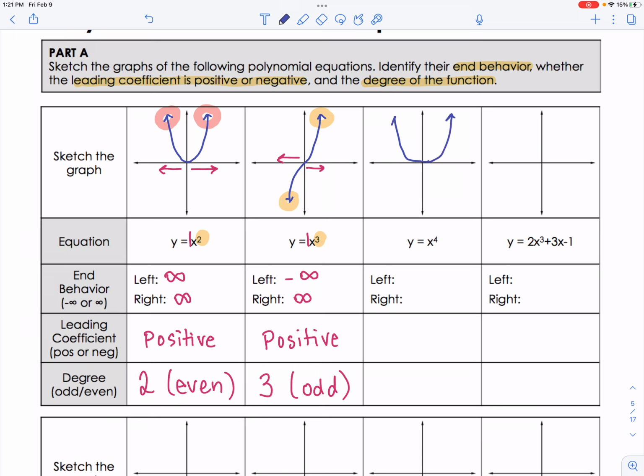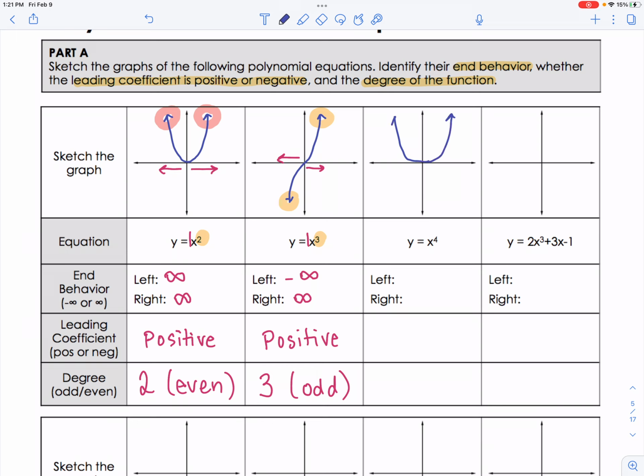Again, look at the evens. All of my evens, the first one, the third one, and this first one here, all have end behaviors that go in the same direction, both going down, both going up here. When they're odd, they're going in opposite directions. Let's see if that holds true.